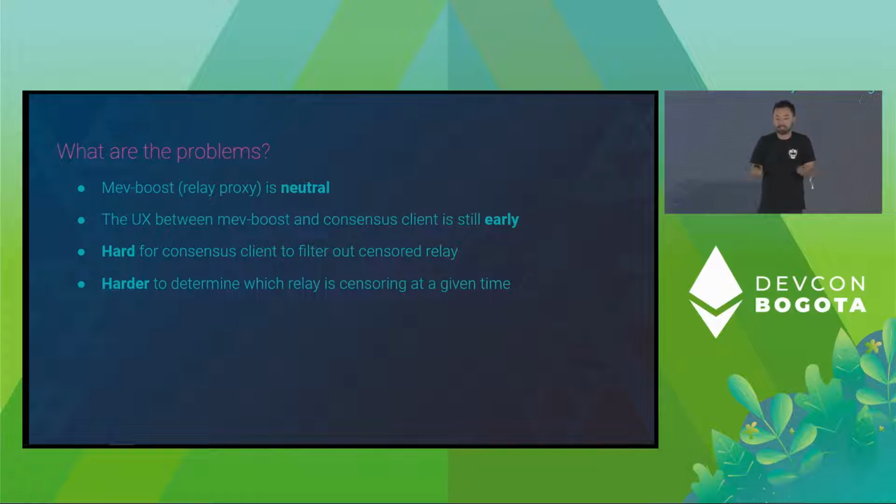It doesn't care about censorship, right? And then the UX of just figuring out how do we defend against censorship is still early. Right now, essentially everyone chooses the relay that's non-censoring. That's it, right? But then it's hard to figure out who is censoring at a given time. You don't know who is censoring. We just look at the news, we do a Google search, and that's it. We need more information there.